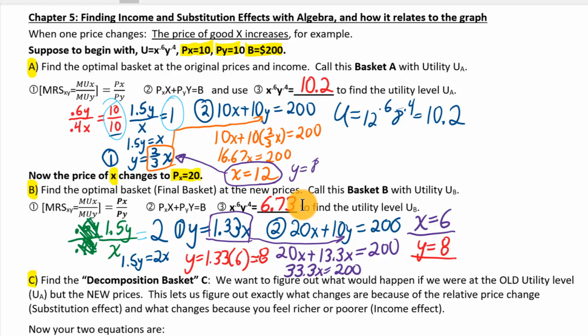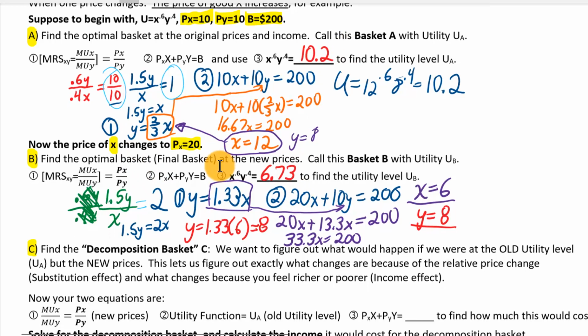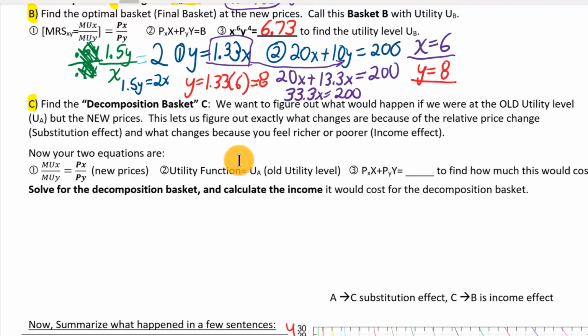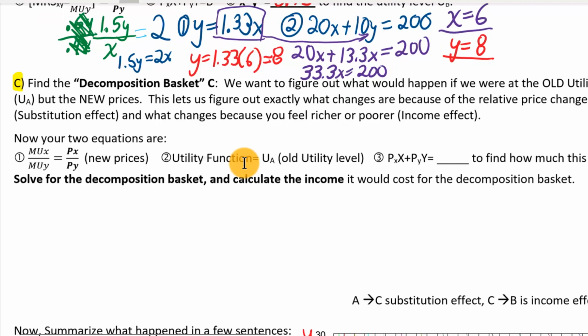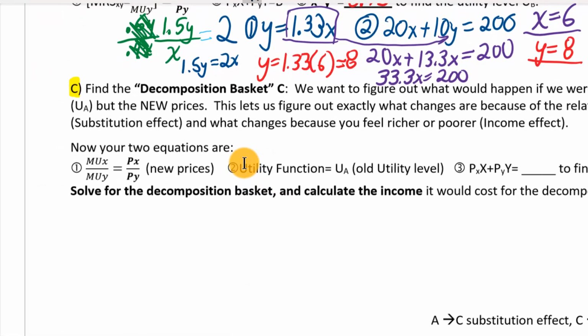That's what we're solving here. What is the cheapest way to get our people back to a utility level of 10.2, given the fact that the price of x has gone up? So here's the mantra to repeat to yourself. When we do this decomposition basket, we're using the new prices getting back to the old utility. New prices, old utility. So our two equations are, number one, we want to set the marginal rate of substitution equal to the ratio of the new prices.